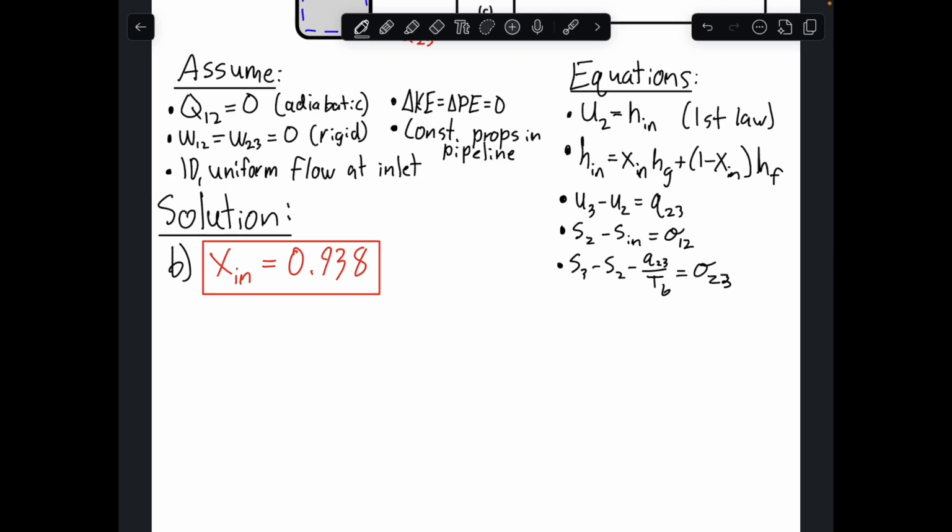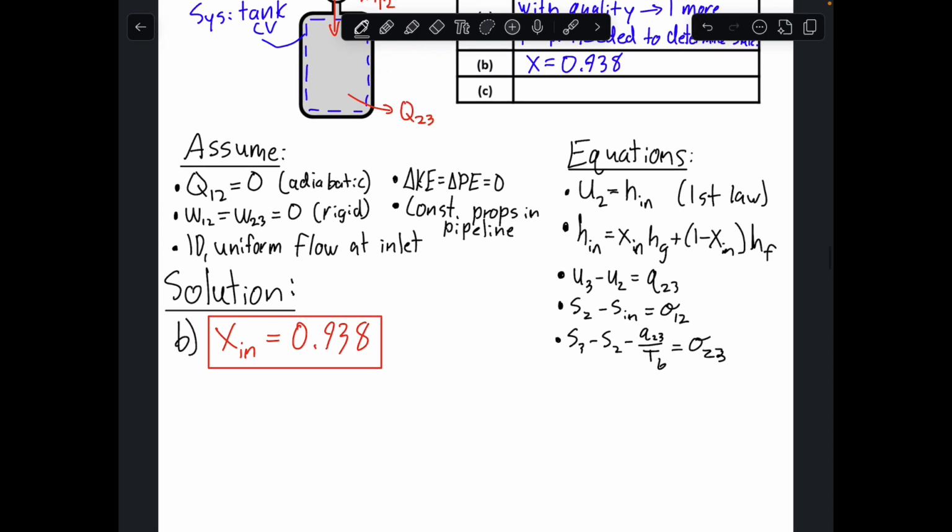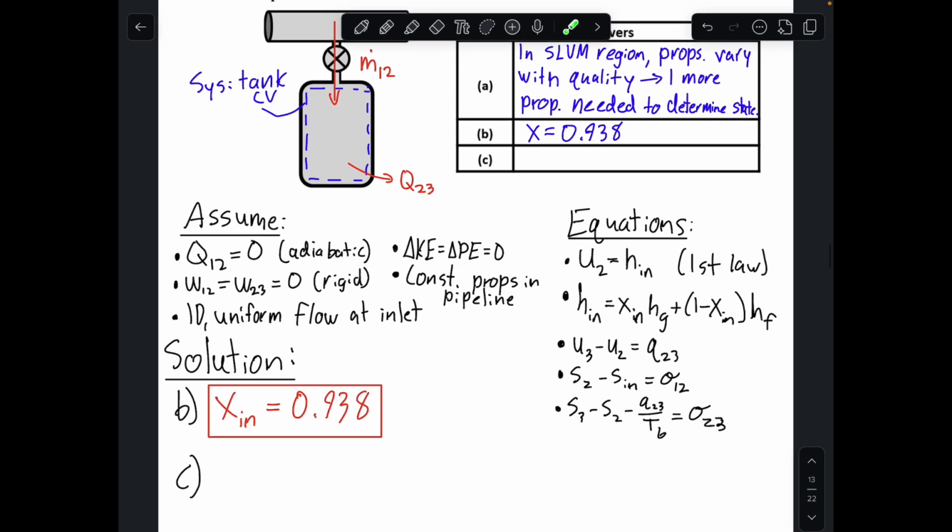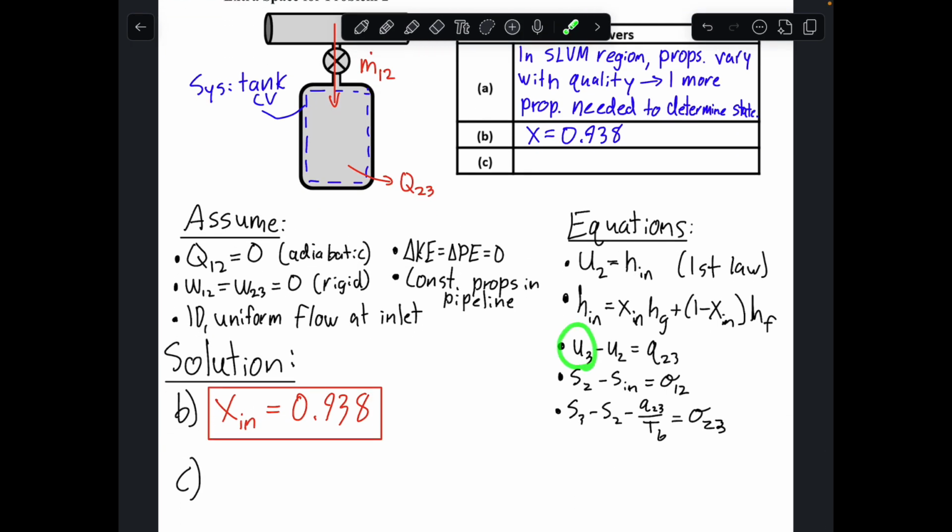So that is our approach, and that's what we need to do in order to get these two terms and then add them together for our total entropy generation. So we just need to get into it. Let's start by evaluating our heat transfer term here, because we'll need that for later. So again, we just need our u at state 3 and our u at state 2.